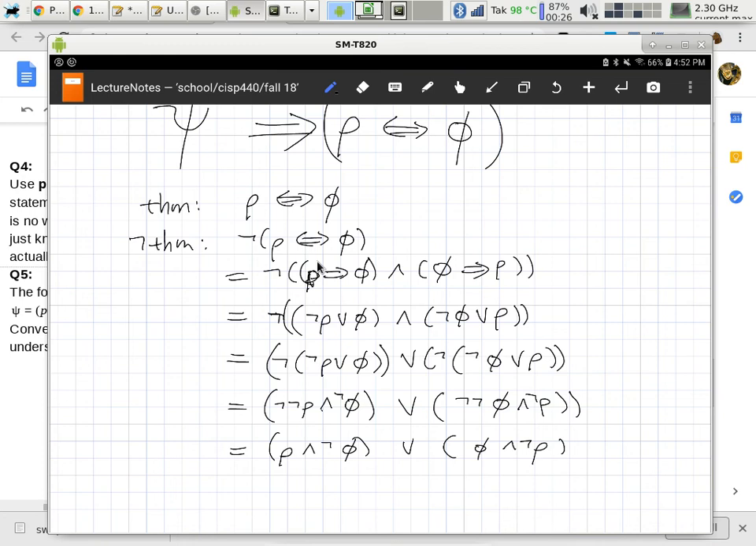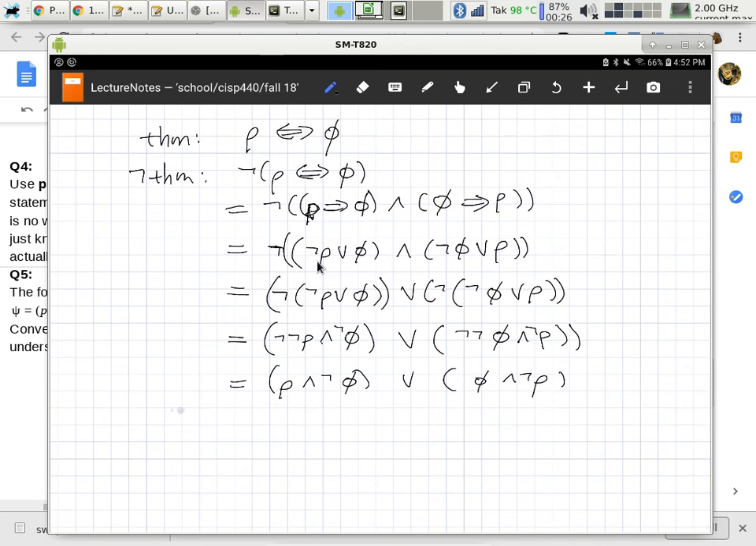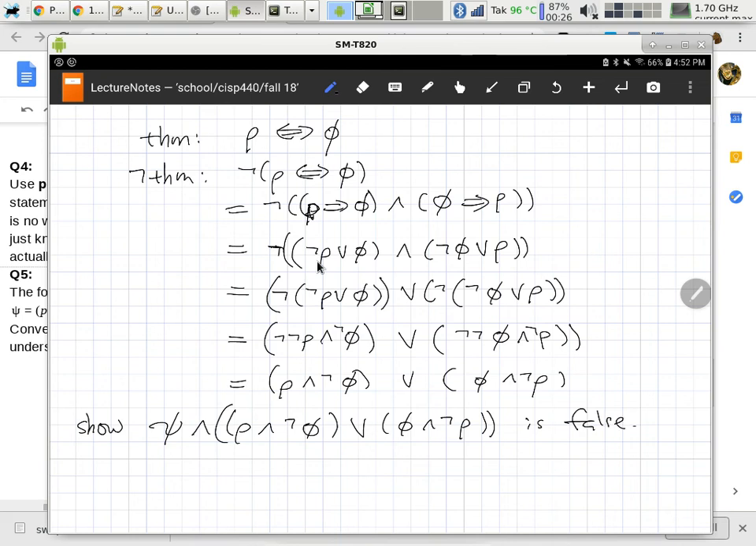Oh, yes. So basically, you have to say rho and not phi, or phi and not rho. This has to be false. So show this is false. So that becomes the full expanded form of the whole thing. But if you just get to re-expressing the negation of the theorem to this form, I'll still give you full credit.